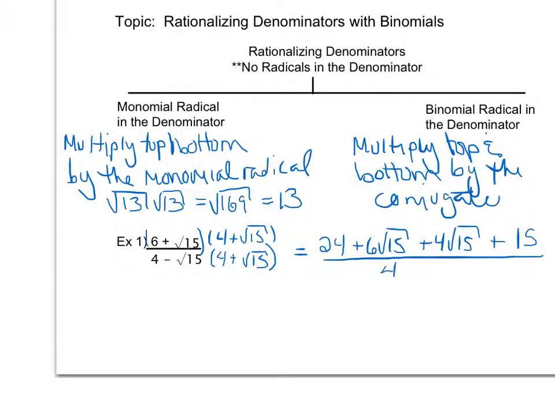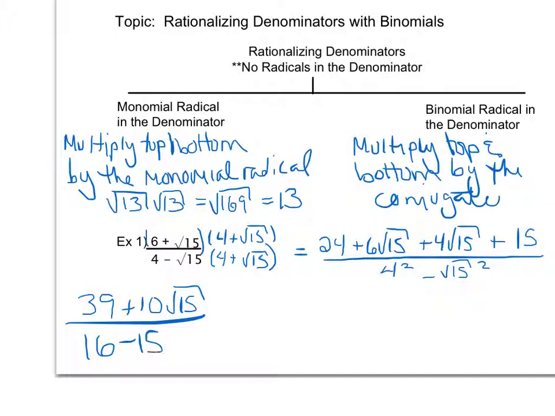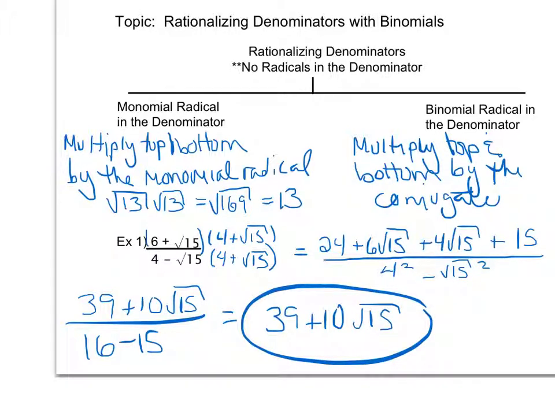I'm going to use the formula because it's faster, and I get 4 squared minus the square root of 15 squared. Well, on top I have a set of like terms I can combine. I can combine the 24 and the 15. I can also combine the 6 square root of 15 and the 4 square root of 15, giving me 39 plus 10 square root of 15 all over 4 squared minus square root of 15 squared, so 16 minus 15, so 39 plus 10 square root of 15. I could say all over 1, it's not necessary to put it over 1. Looking at a few more examples.